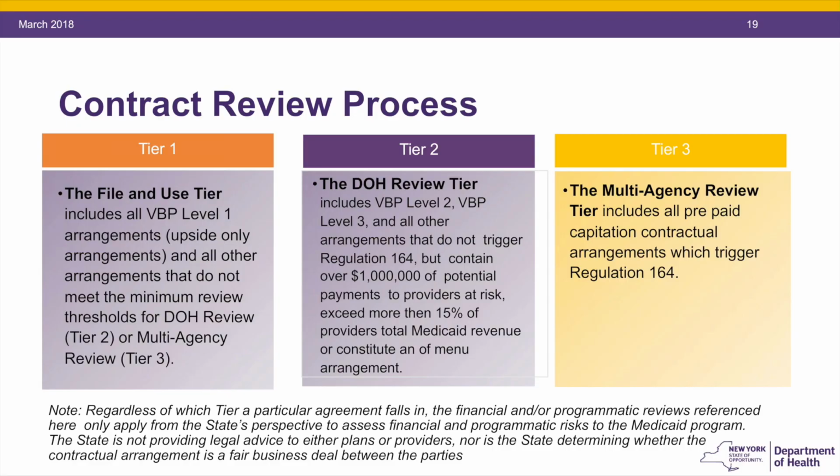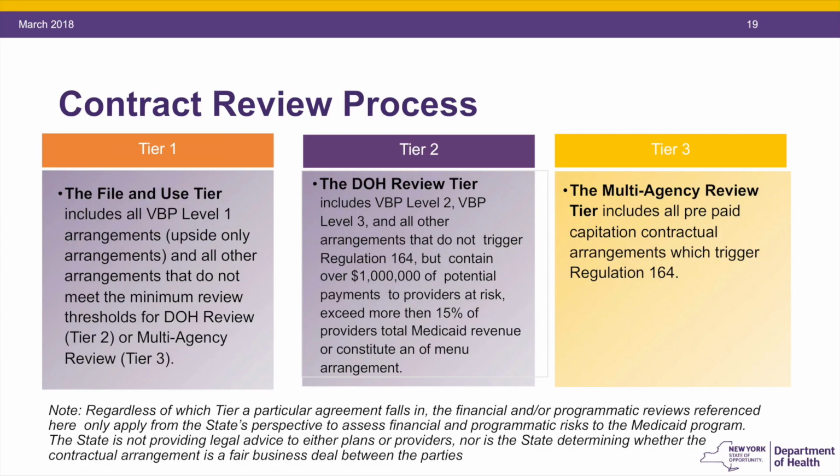Tier 2 review, it's the DOH review. This actually involves the financial review as well. It's for more complicated contracts, the ones that are level 2 or higher, so above the $1 million threshold. And also, as you see, more than 15% of the provider's total medical revenue is at risk in that contract. So that review is about 90 days. It's a very thorough review by our staff, both programmatically and financially. And then tier 3 contracts are multi-agency review contracts.